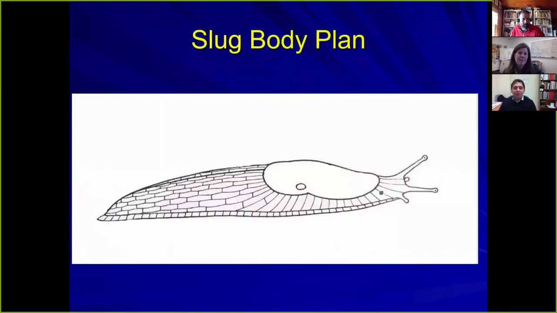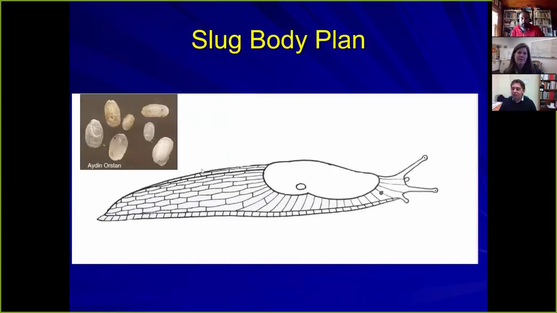I know you all know what a slug looks like, but I do want to highlight some of the main body parts because I'm going to be mentioning them later in my talk. Some of these body parts are also very important when it comes to identifying different species of slugs and snails. We know that the vast majority of slugs do not have an external shell, but surprisingly, and not many people know this, many slug species have an internal shell.